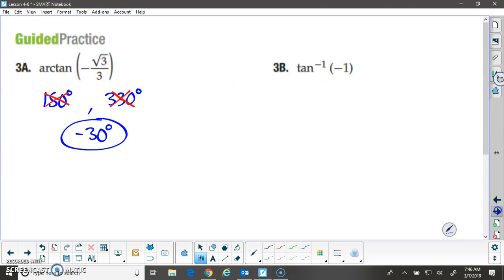Tangent inverse of -1, we have 135 degrees as well as 315 degrees. Well, again, neither of these are within the restricted domain of -90 to +90. Therefore, we come up with a coterminal angle, which would be -45 degrees.